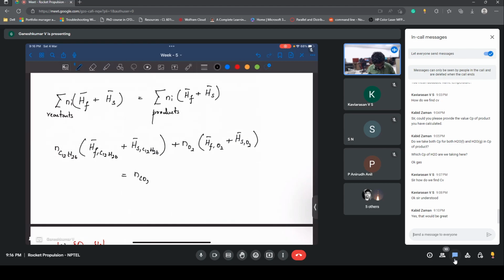What are the products? CO2, HF of CO2 plus H sensible of CO2 plus N of CO, HF of CO plus H sensible of CO plus N of H2O, HF of H2O plus H sensible of H2O. Okay, that is all we have.